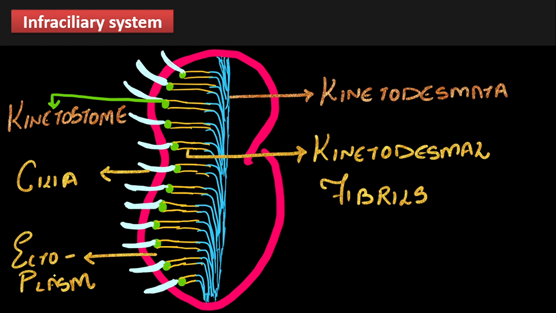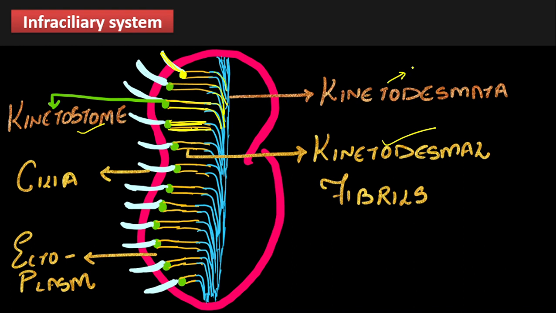This group of fibrils we call kinetodesmata. Let me repeat this again. Class, here you have the basal granule. From the basal granule there will be formation of cilia. This basal granule is also called kinetosomes. Now from the kinetosomes there is attachment of fibrils. These fibrils we call kinetodesmal fibrils. All the fibrils will come towards the right side and form a group over here.